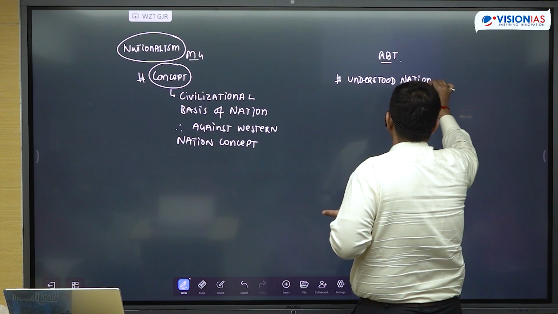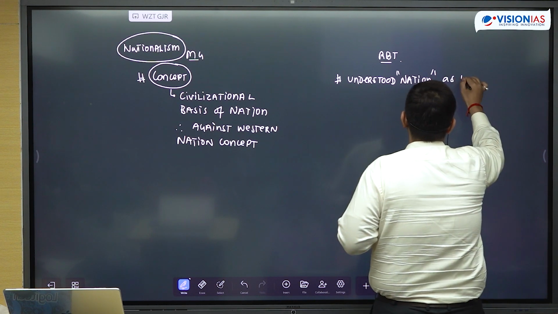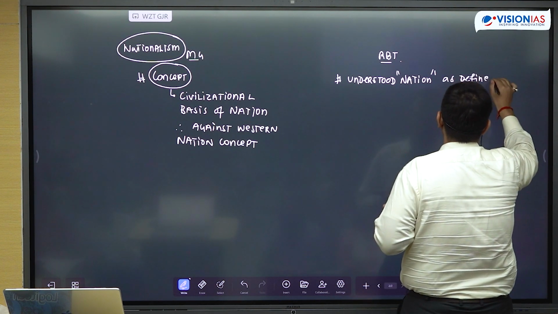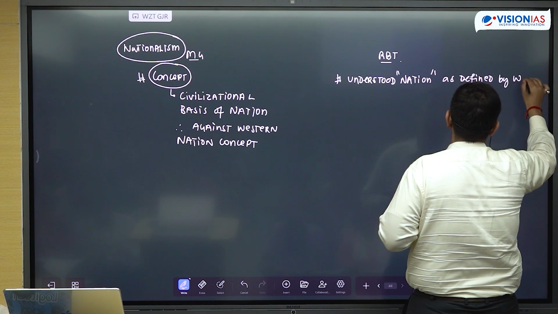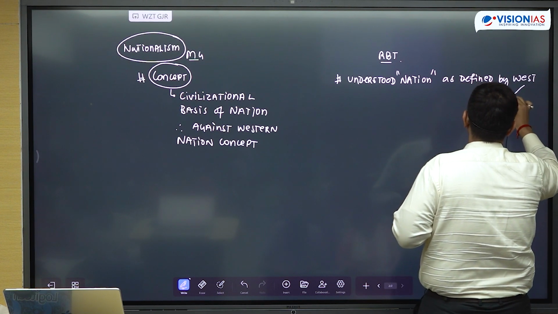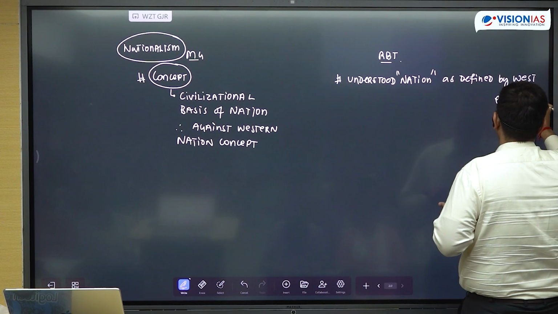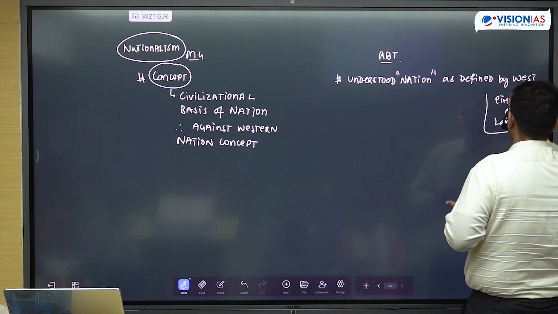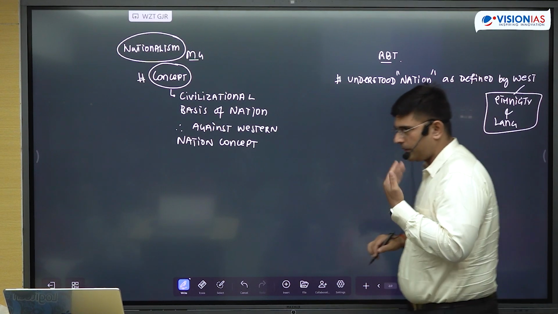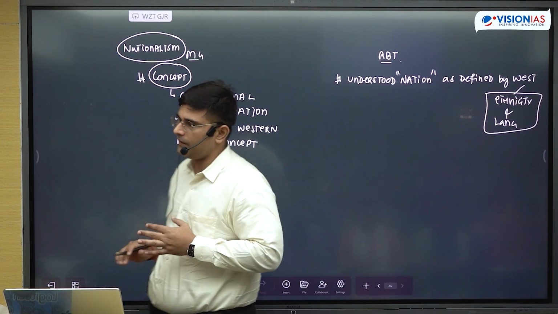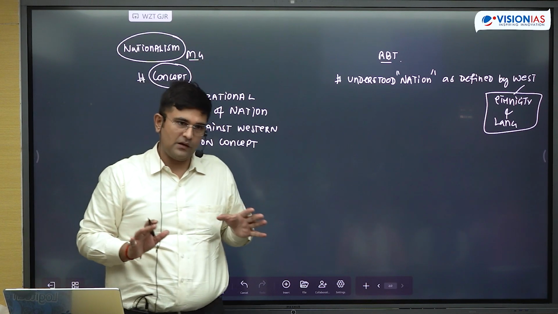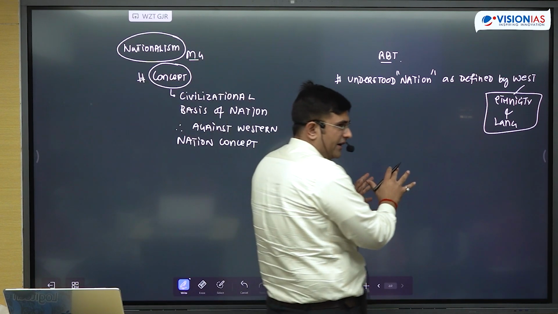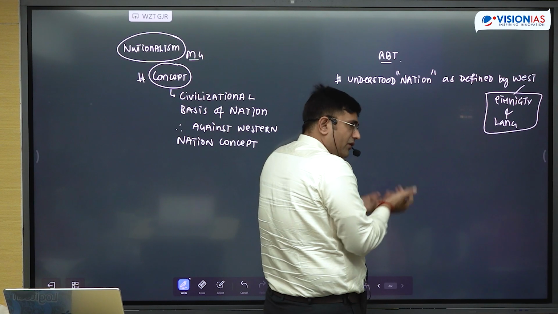Because he's an internationalist. So basically, he understood the word nation as defined by the West. And in the West, ethnicity and language, right? If these two things are the same, then you are one of us, you are part of the nation. If these two things are different, then you're not one of us, you're not part of our nation, right?